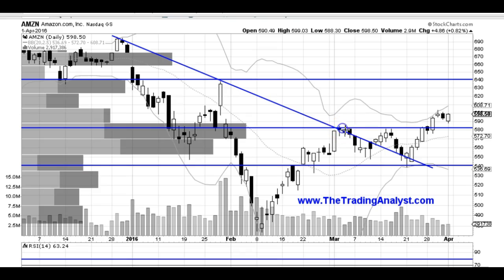Okay, a couple touches here, a couple touches here, and then we got two rejections here, and then we broke over it with this candle. All right, I do think that Amazon's heading higher. It could want to retest this 580-ish level again before heading higher, but I do think that Amazon heads higher from here.